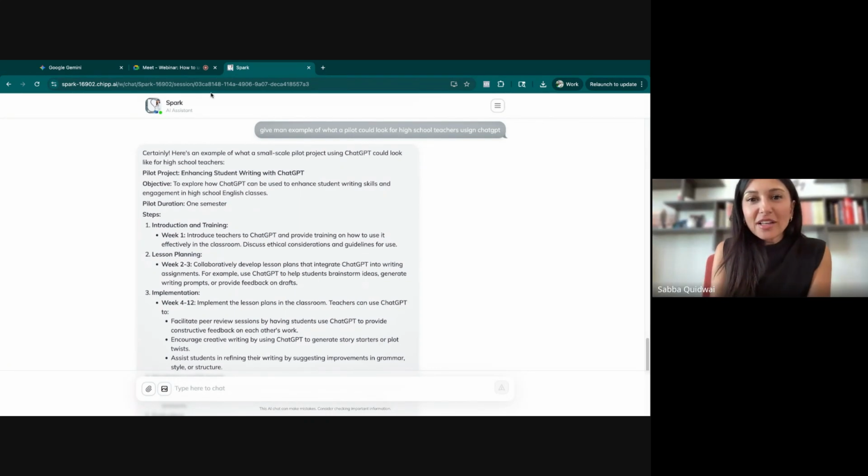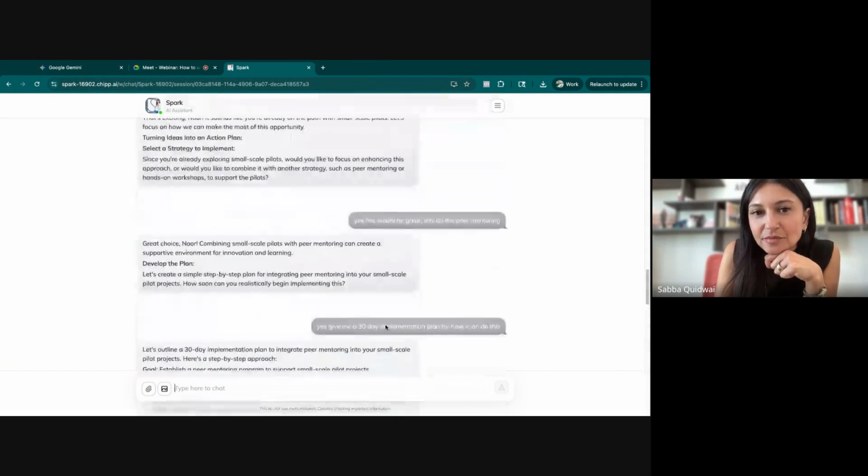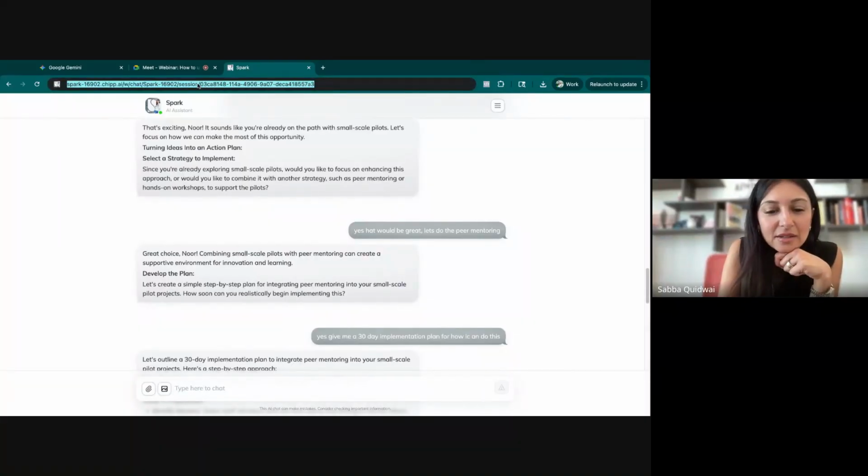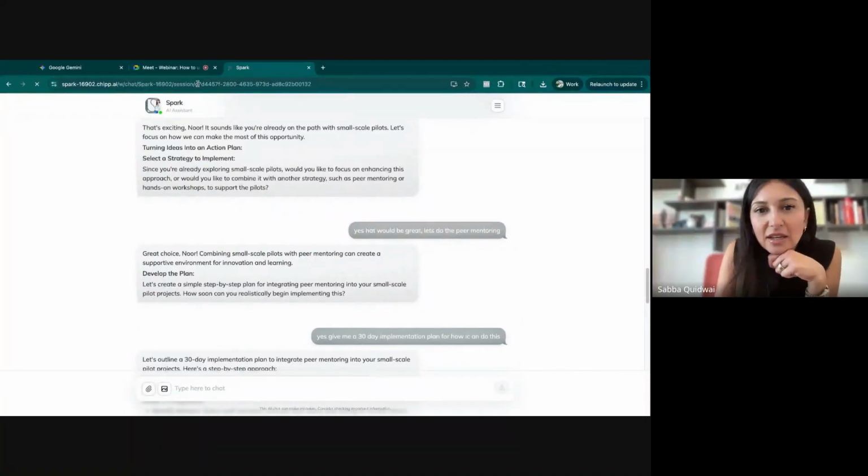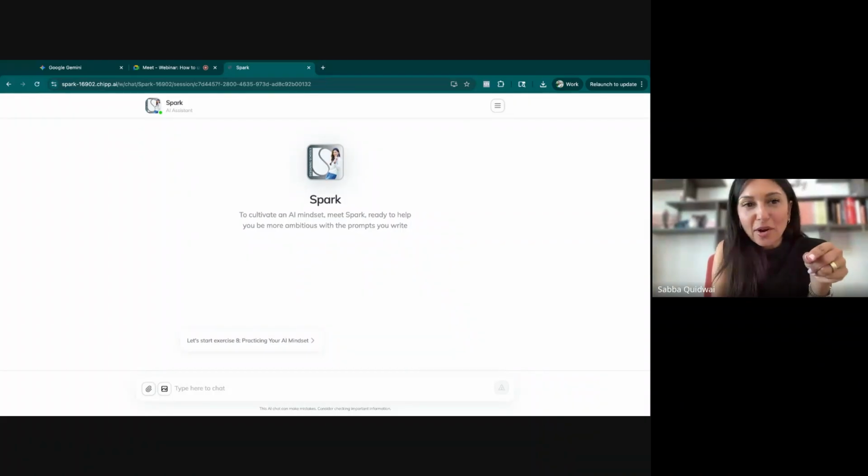So for example, if we were to go into, okay, hold on a second. Let me see if I can do this again. Okay, so because we're using Spark, it's going to be a little bit different. Let me go ahead and come out of Spark and go back to a regular chatbot.